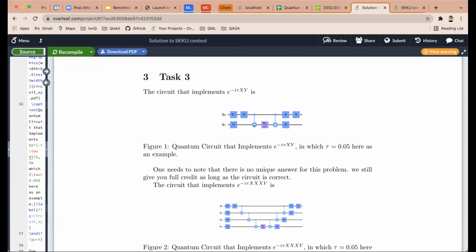And then we compute the parity of these two qubits and store the parity on the second qubit by a CNOT gate.